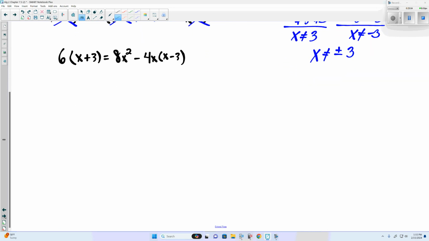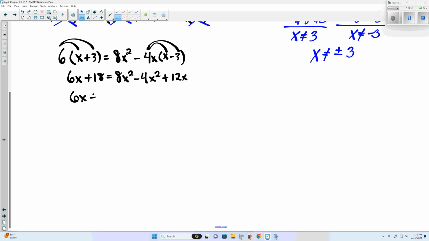Questions on how we got to this point here? Now at this point here, we can distribute the 6. 6 times x is 6x, 6 times 3 is plus 18, is equal to 8x squared. Now we're going to do negative 4x times x, which is negative 4x squared. And negative 4x times negative 3 is plus 12x. Well, before we start moving anything across the equal sign, we might need to combine our like terms. 8x squared minus 4x squared is 4x squared plus 12x.